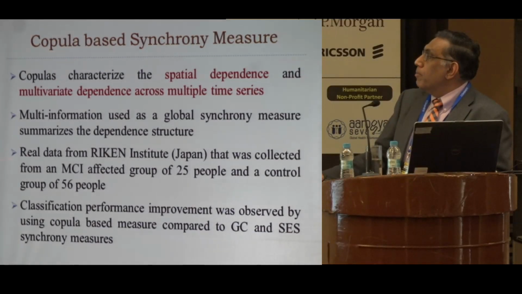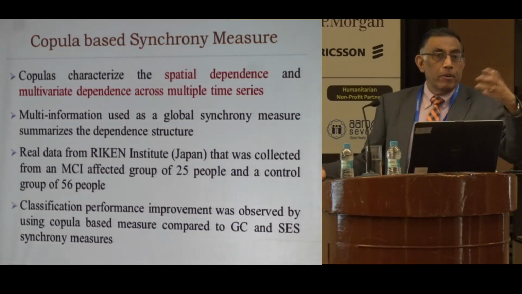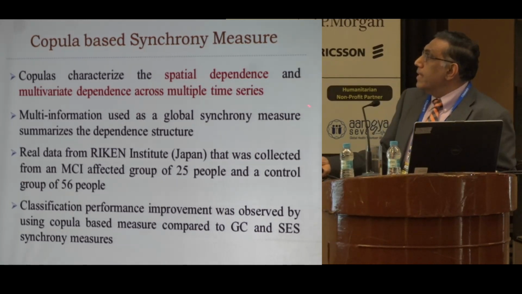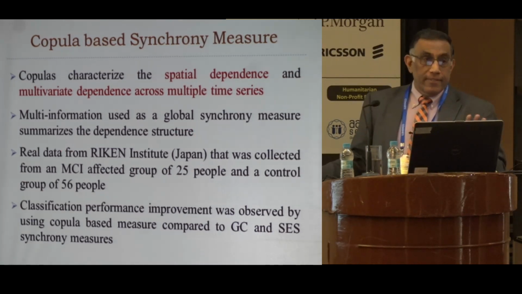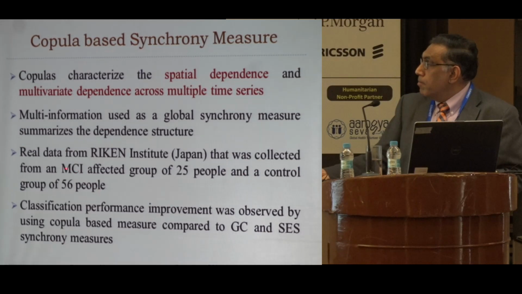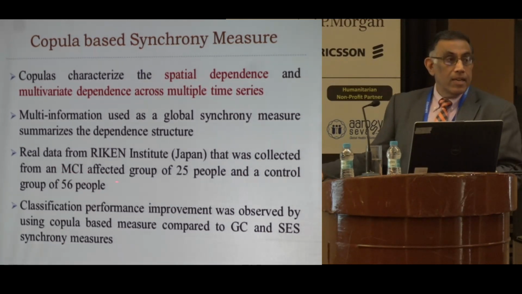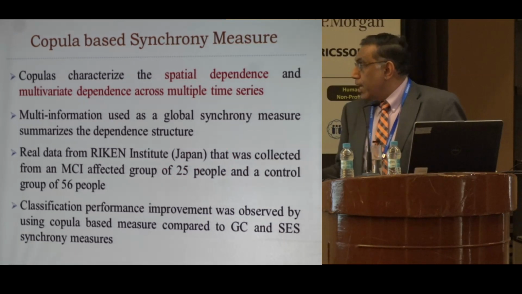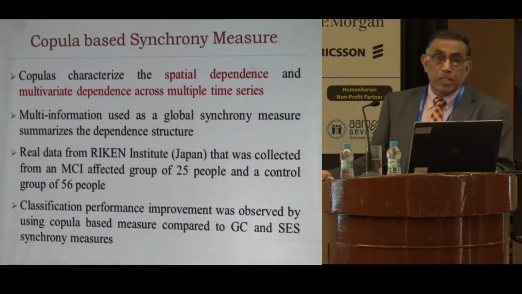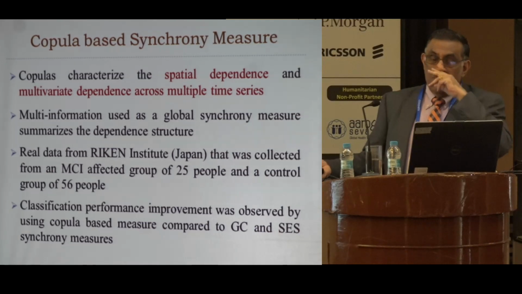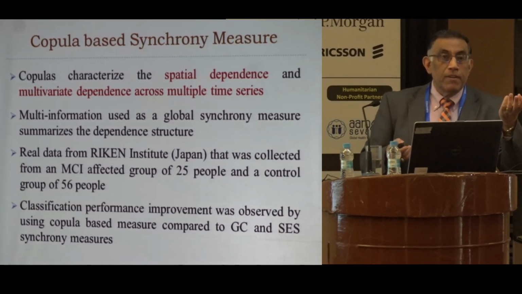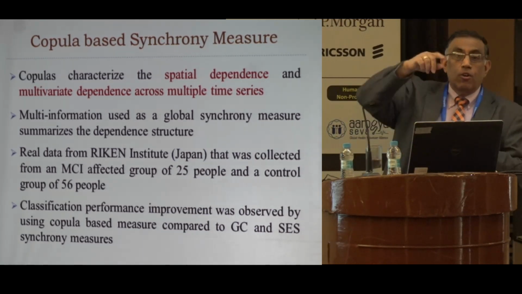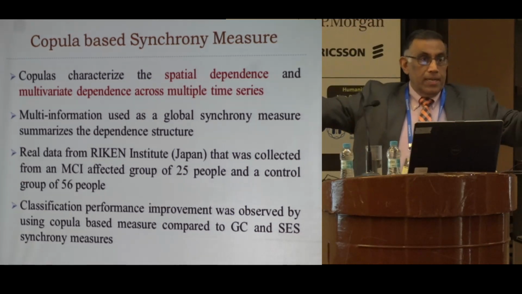So we used copula theory, and we used something called multi-information. This comes from information theory, as a global synchrony measure that summarizes the dependence structure. This is the real data that we got from a mild cognitive impairment (MCI) affected group of 25 people and a control group of 56 people. We applied this methodology, meaning use of multi-information. You have heard of mutual information, I(x, y). This is I(x1, x2, x3, x4). So multi-information is that.